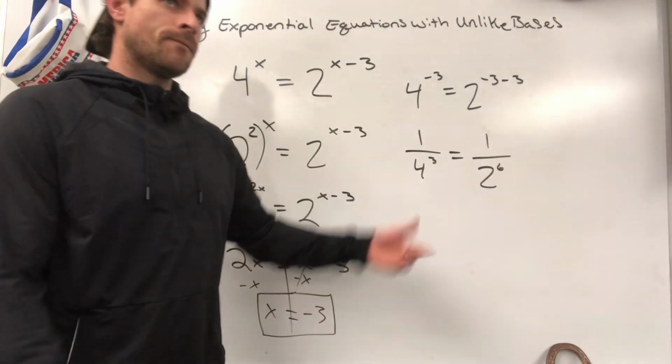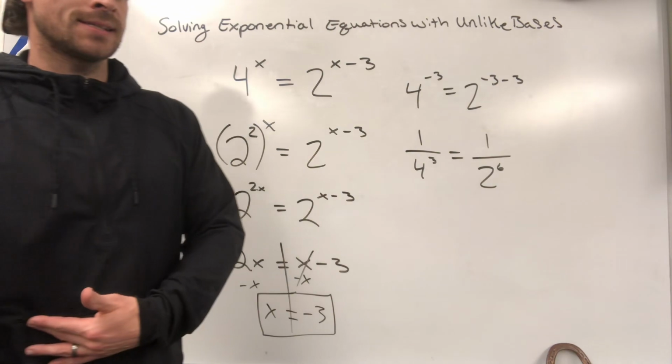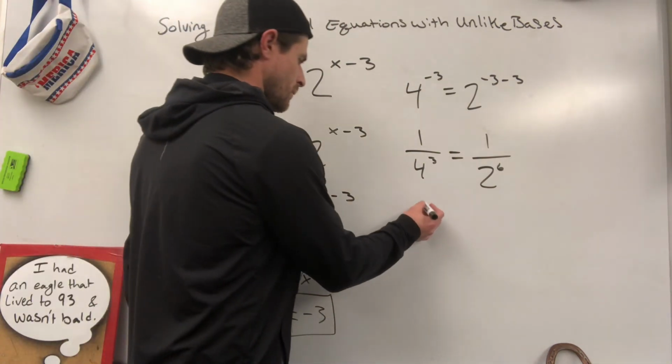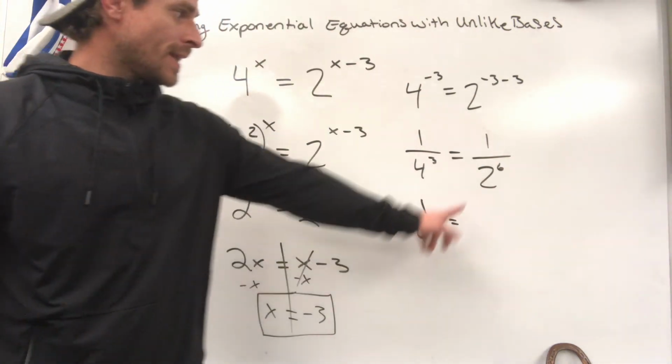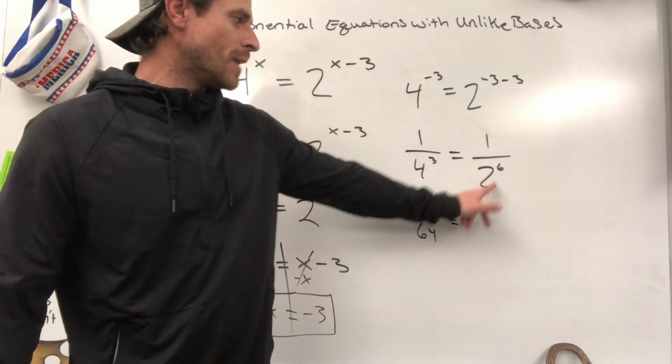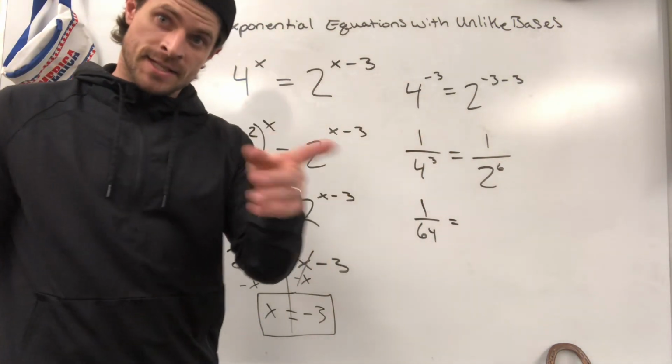4 to the third power. 4 times 4 is 16. 16 times 4 is going to give you 64. This is 1/64. Now, I hope I get 64 over here when I multiply 2 by itself 6 times.